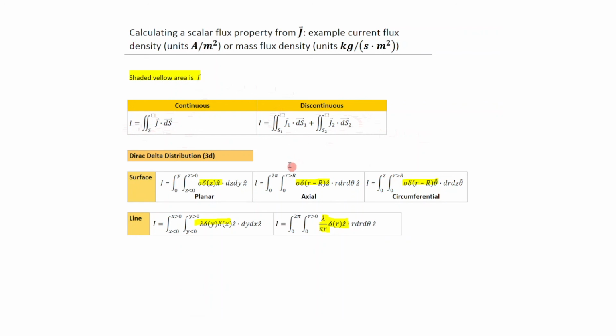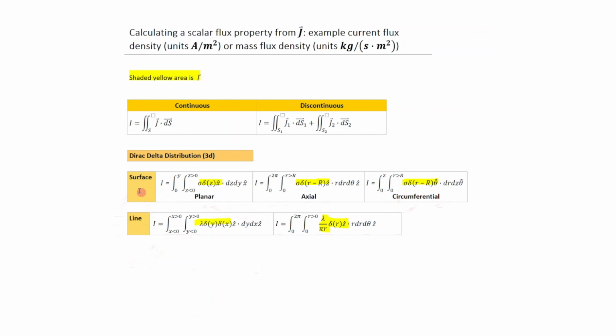As far as a Dirac delta distribution is concerned, if we're dealing with a 3D problem, we can have a current on a surface, or we can have a current flowing through a line. So if we're talking about a current through a surface, we've got three cases to consider. A planar, which is current flowing along a surface; axial, which means current flowing on the surface of a cylinder along its length; and current flowing in a circumferential direction around the outer radius of the cylinder. There are three different cases. And for a line, it's just a line.